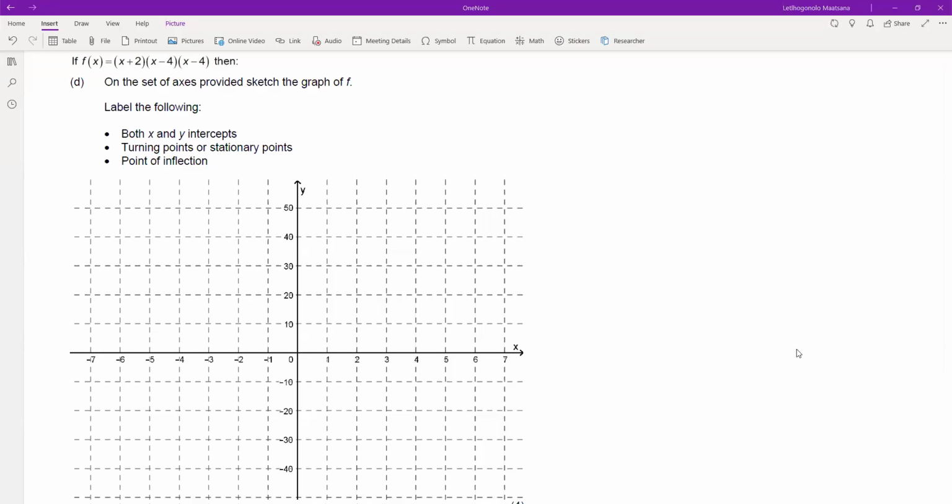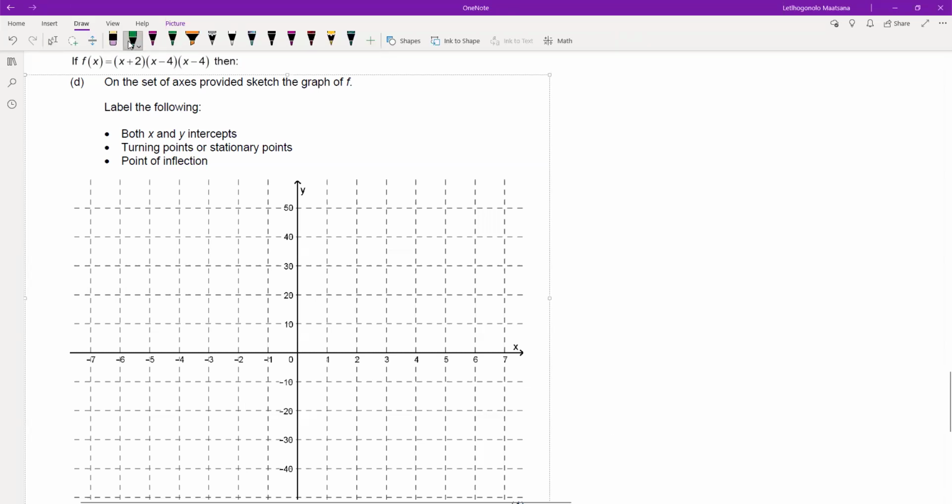Question D says, on the set of axes provided, sketch the graph of f. They want us to label both the x and the y-intercept. They want us to show them the turning point or stationary point, and they want us to show them a point of inflection. So these are details that we already have from our previous calculations.